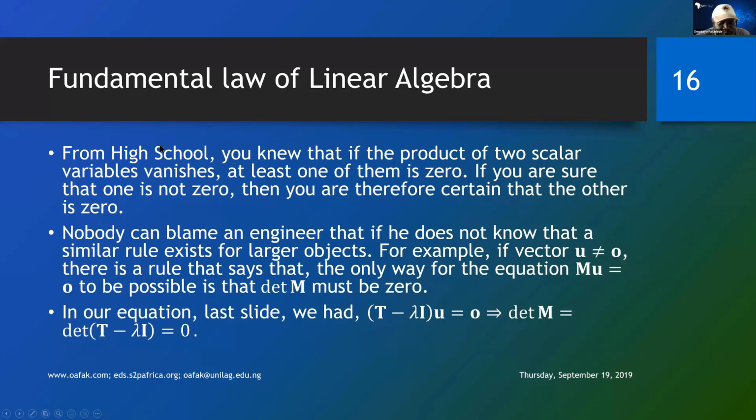From high school, you knew that if the product of two scalar variables vanishes, at least one of them is 0. If you are sure that one is not 0, then you are certain that the other must be 0. No one can blame an engineer if he does not know that a similar rule exists for larger objects like vectors. For example, if vector u is not equal to 0, there is a rule that says the only way for the equation Mu equals the zero vector to be possible is that the determinant of M must be 0.